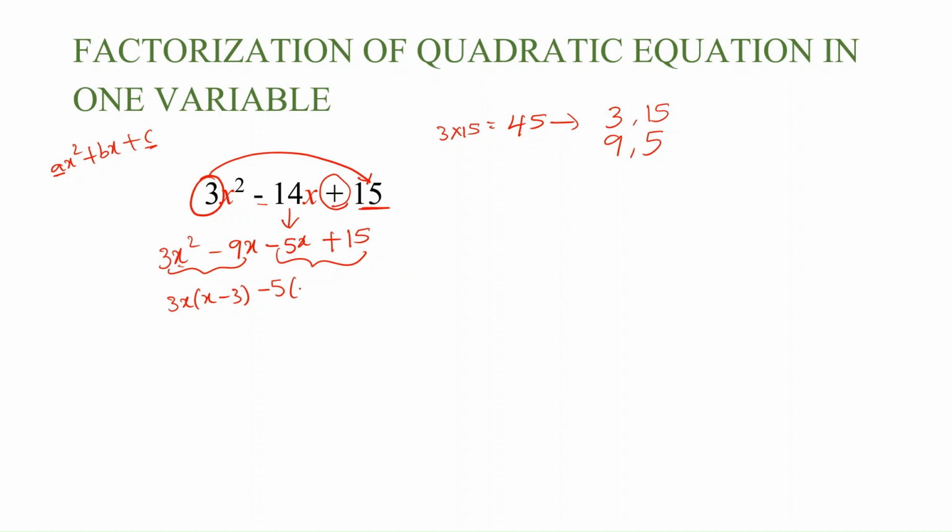In minus 5x, we'll have x. This is plus. Plus is nothing but minus into minus makes plus. One minus has gone out, so the remaining minus will be here. 15 is 5 into 3, so we'll have 3. When we take x minus 3 as common, this leaves 3x minus 5.